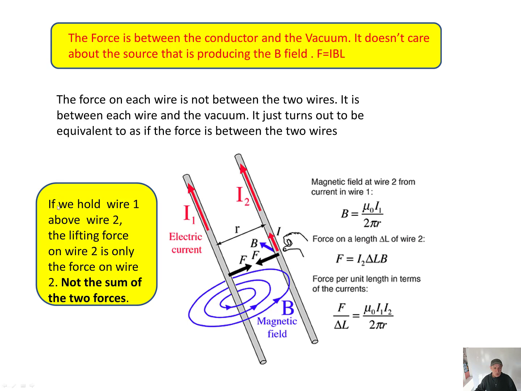So there's the formula for the force on one wire. If we hold one wire above wire 2, the lifting force on wire 2 is only the force on wire 2, not the sum of the force acting on I1 and the force acting on I2. It's only the force on I2 that is the lifting force, which also indicates that the force is between the conductor and the vacuum.